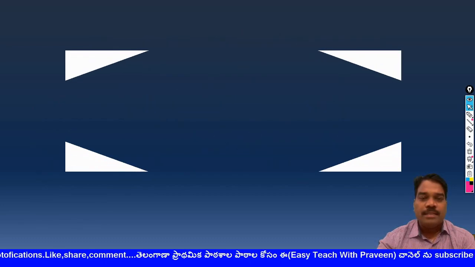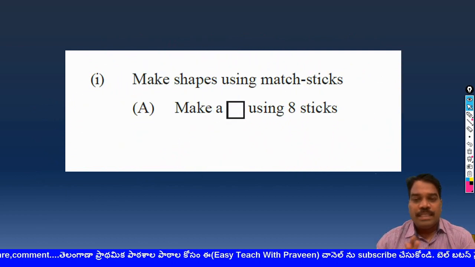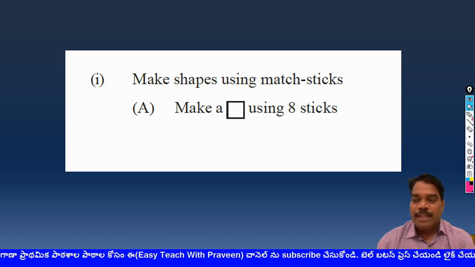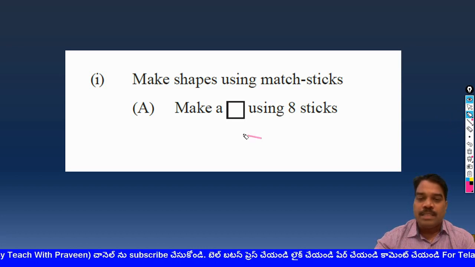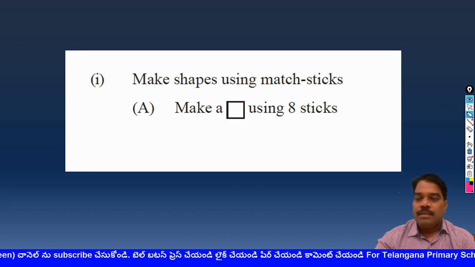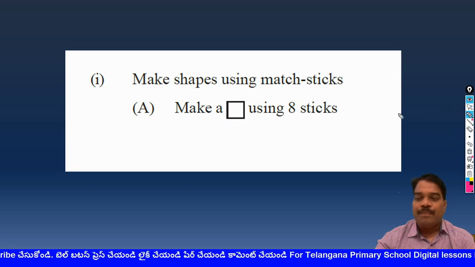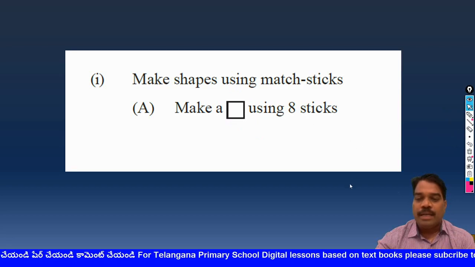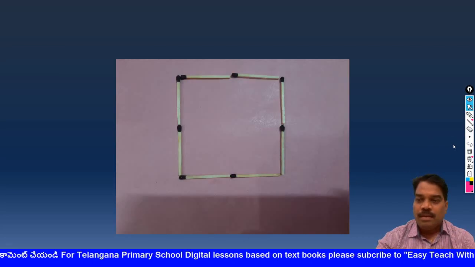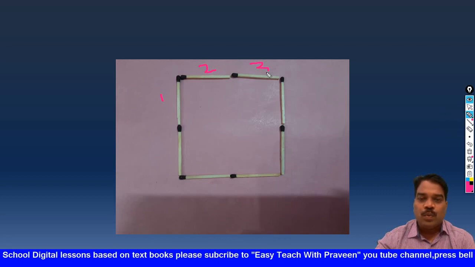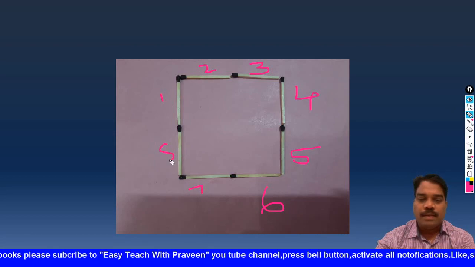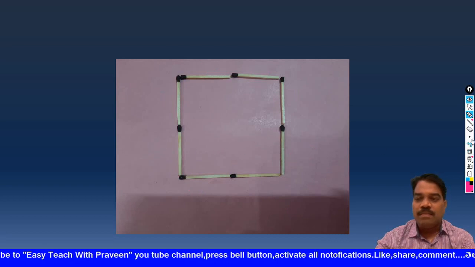Right, let us enter into making shapes with matchsticks. Do you know the matchsticks? Matchbox and matchsticks. Make a square using these 8 matchsticks. So we have to make a square shape with the 8 matchsticks. Let us try how to do this. Like this only, right? These are 8 matchsticks: 1 2 3 4 5 6 7 8. So with 8 matchsticks we have made a square.